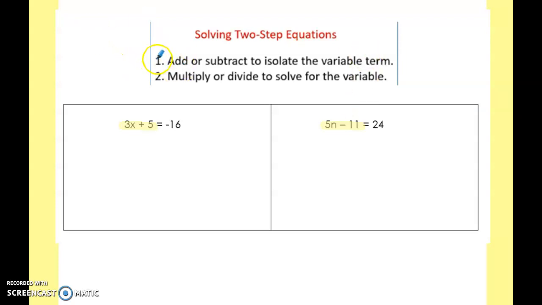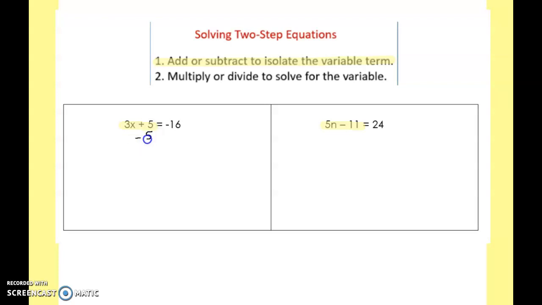If you remember from before, we always work with moving or using the inverses for the addition and subtraction operation first, and then we deal with the multiplication and division operations with the variable. So this first example on the left, we have 3x plus 5 equals negative 16. Again, we're going to be looking at removing the addition or subtraction first. So we have a plus 5 there. That's where we'd want to start.